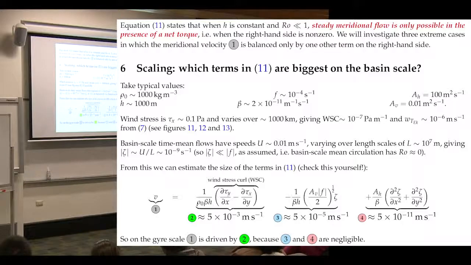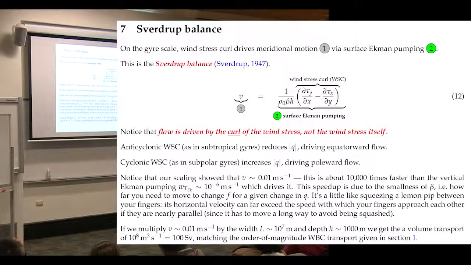So anyway, the upshot here is that on the largest scale, on the basin scale, this is the largest term. And that is the balance that Sverdrup came up with in 1947. So this is where we dropped out those other terms. We've got the north-south motion being driven by the surface Ekman pumping via the wind stress curl.